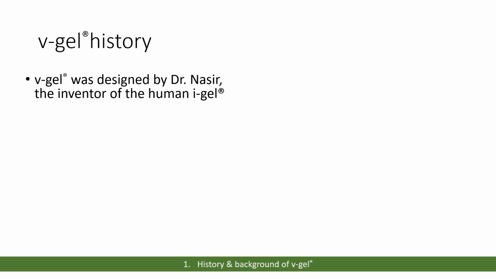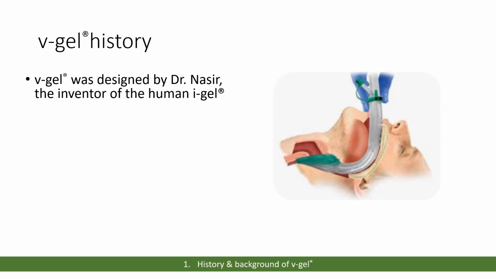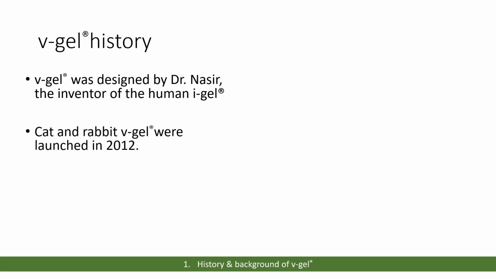Where did the v-gel come from? Well, v-gel was designed by Dr. Nasir, the inventor of the human i-gel. And here you can see a human i-gel in a cross-section view curving round the base of the tongue. And you can see that large, soft green cushion material matching up to the laryngeal anatomy to give you an airway seal. Cat and rabbit v-gels were launched in 2012.